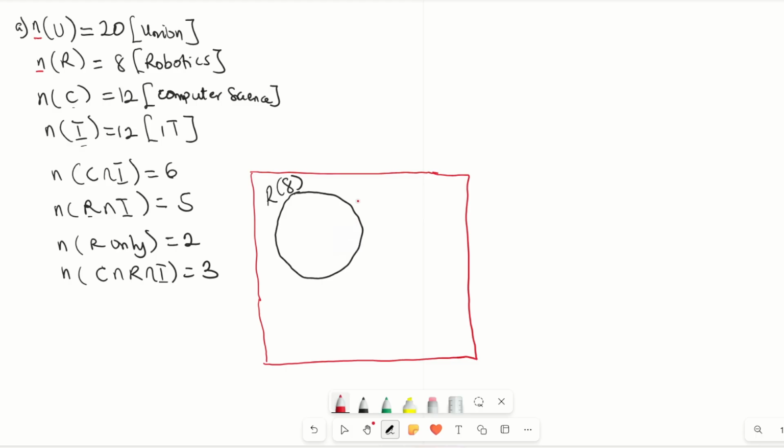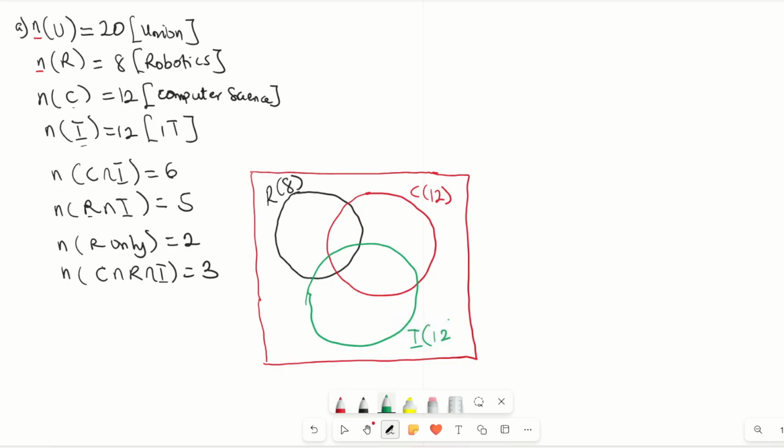And then we can use another circle to represent computer science. Because they have an intersection, they must overlap each other, right? So we'll call this side computer science, and 12 students like that. And then we can have one here as well, which will be the IT. So this is I. They are also 12, right? Now we can indicate the number of students who like computer science, robotics, and IT, and those are 3. That should be in the intersection of the 3, which is here.